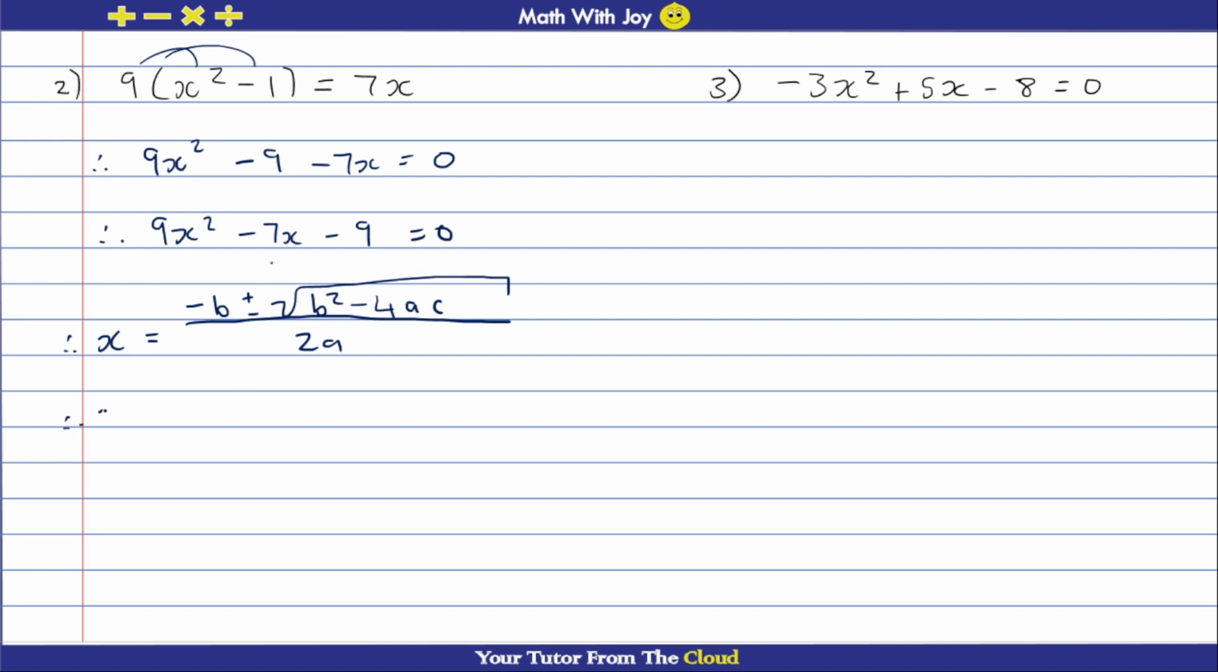Then let's substitute. Where there's a b, we put the minus 7 because that's the b, plus or minus the square root of. Where there's a b, put minus 7 squared, minus 4. Where there's an a, you put the 9. Where there's the c, you put a negative 9. And then, oops, let me just make that line a bit lower.